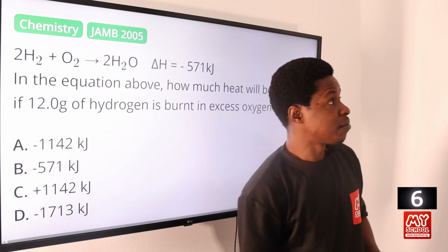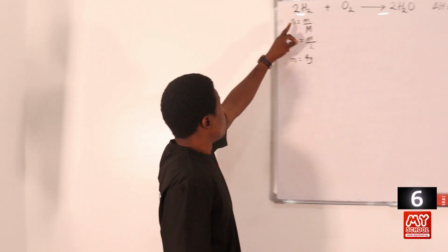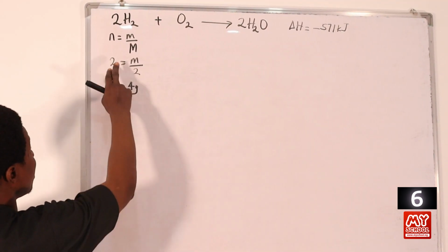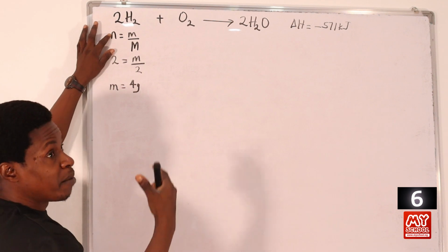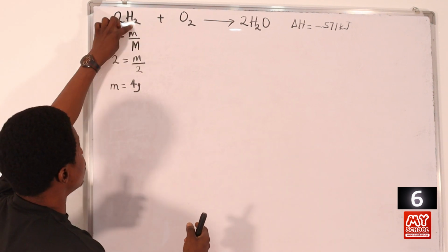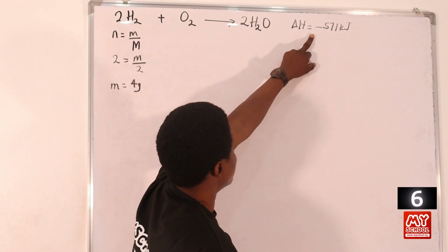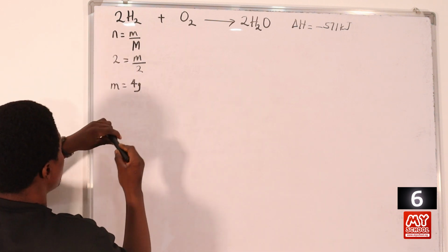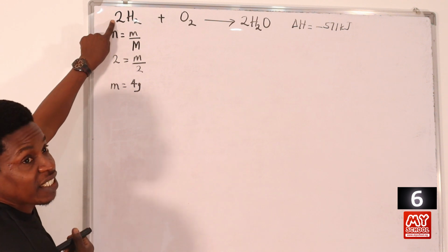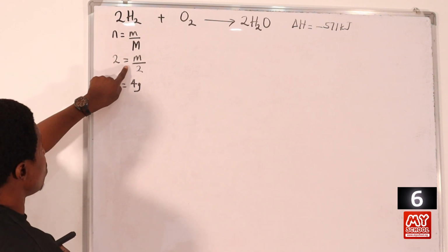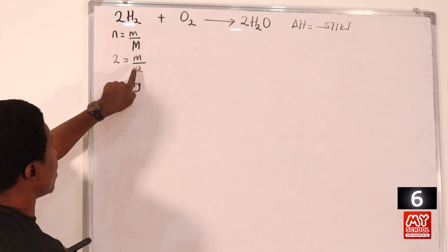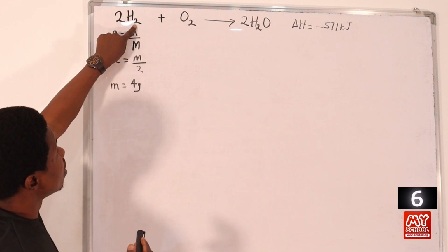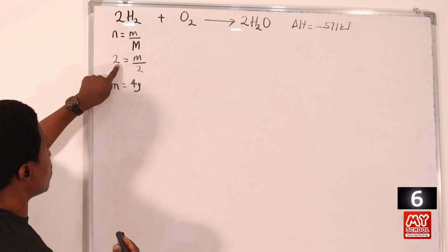So let's look at the board. We have 2 moles of hydrogen here. This is the reaction that is written again. We want to calculate the mass of hydrogen that actually produced that energy. Number of moles is mass over molar mass. We know that the number of moles in this balanced equation is 2, so 2 equals mass, which we want to find, divided by the molar mass of hydrogen. Hydrogen has 1, so 1 times 2 here, because the atomicity is 2. So 2 times 2 will give 4.